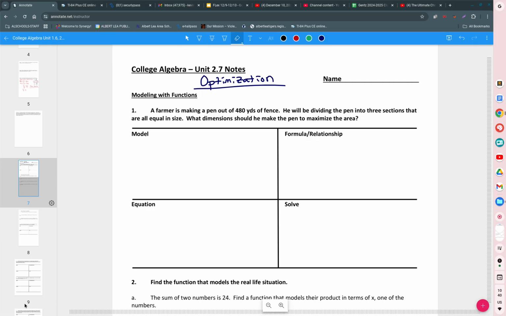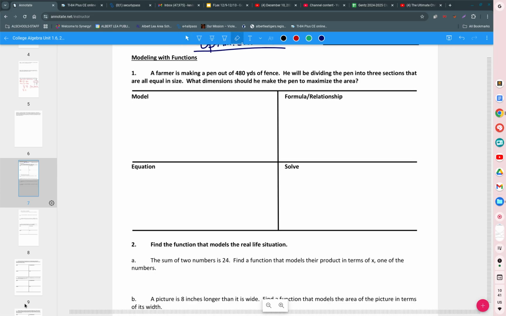Enough talk about pop. We get to our optimization piece, and we're going to talk about a farmer. This is Farmer John. He's making a pen with 480 yards of fencing. He's going to be dividing that pen into 3 sections that are all equal in size. This is going to be a rectangular pen, not a circular pen. So I'm going to draw this rectangle and divide it into 3 parts.